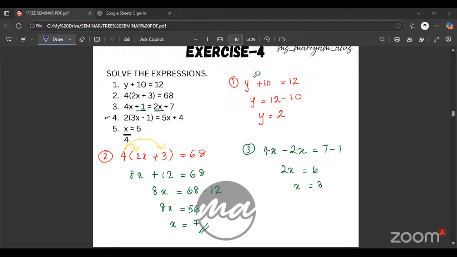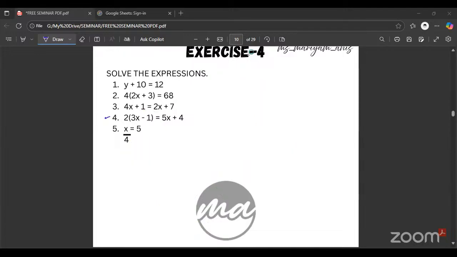Time is up. Okay, so your answer for the fourth one would be x is equals to 2. Did all of you get it correct? Yes. I'll show you the working.